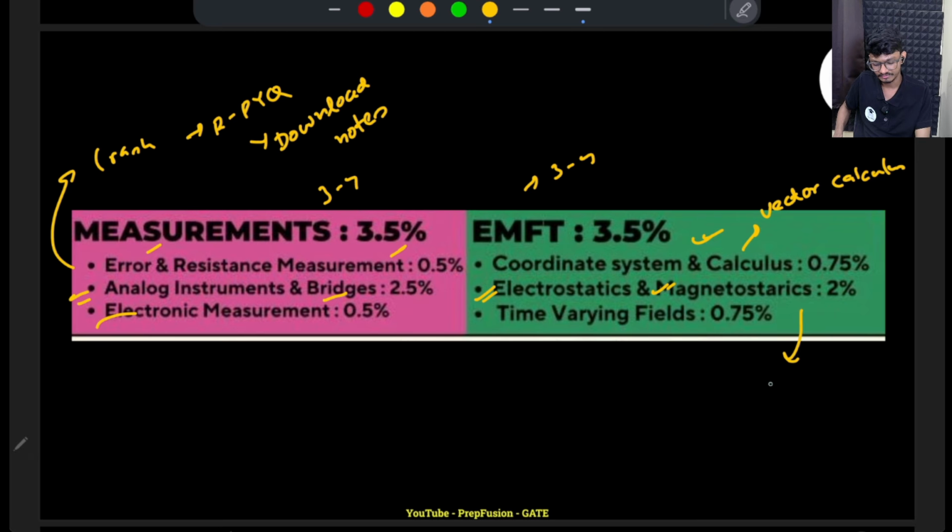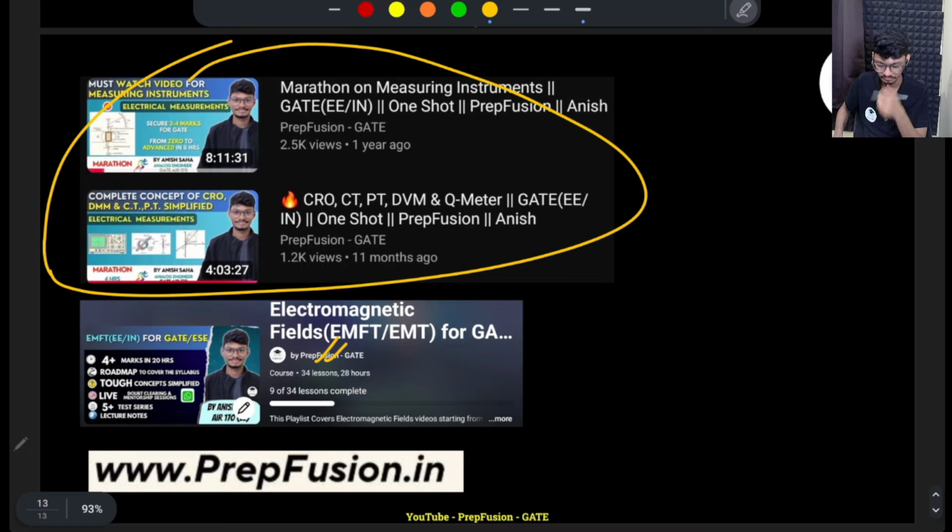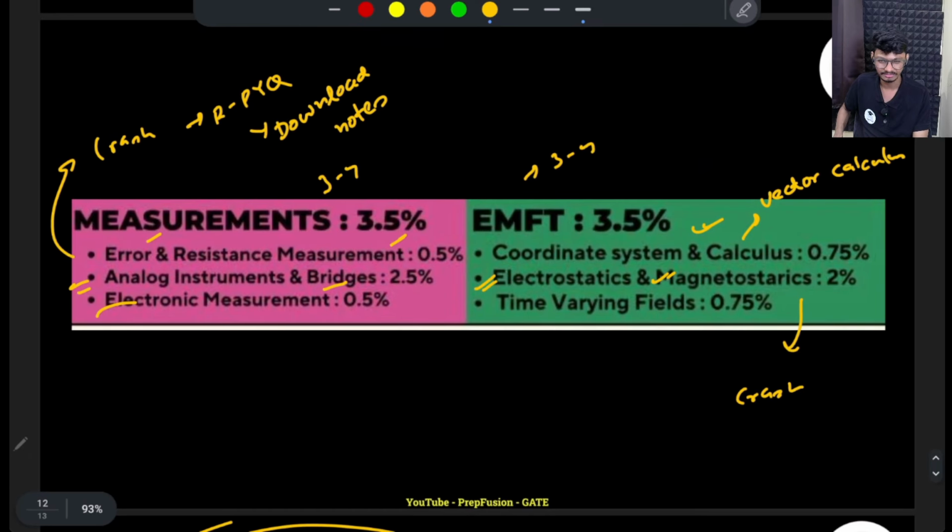You can cover it from any crash course if you feel like, or from my playlist as well. I don't think the length of this playlist is very high. I'm expecting something around 10 to 15 hours, or maximum 20 hours. The electrostatics and magnetostatics part would be around 12.5 or 15 hours.